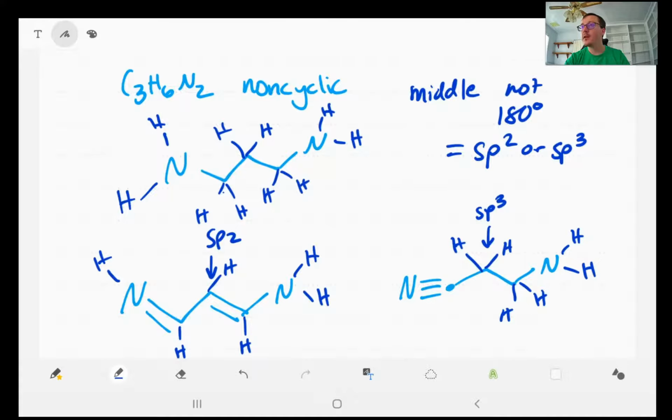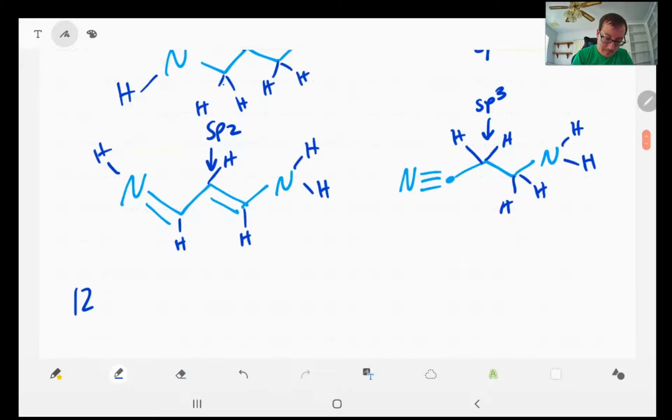Alright, 12B. I'm glad it's not one of these ones with all these crazy functional groups. Look, I'm not going to draw that. Okay, so 12b, yeah, let's start there.